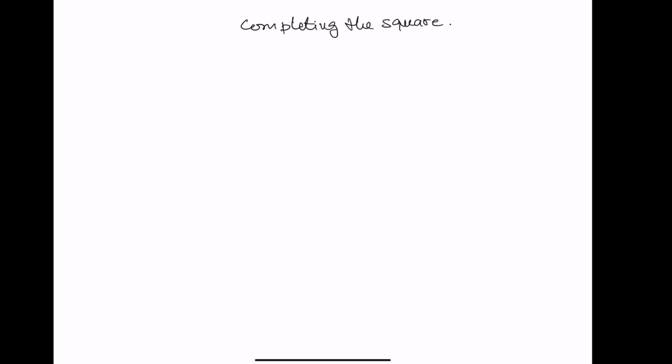So there are two levels, one like a grade 7 and one type of question are grade 9. So let's start with the grade 7 question. Let's say, write in the exam, write x squared plus 8x plus 7 in the form of x plus a squared plus b.